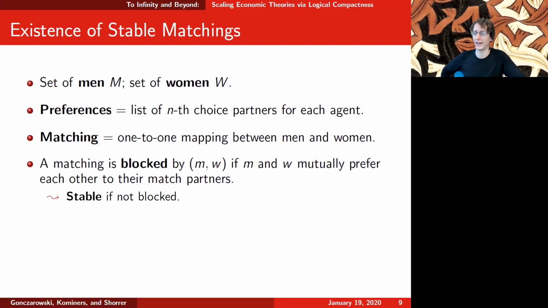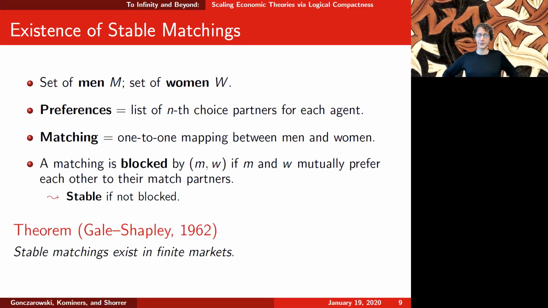Potentially leaving some unmatched. So you keep this option of potentially being unmatched, matching to a null option. And we're going to say that a matching is blocked by a man and woman, M and W, if they mutually prefer each other to their assigned match partners. And a matching is stable, of course, if it is not blocked.